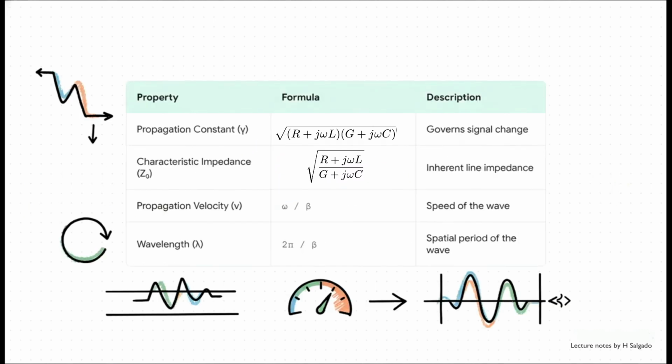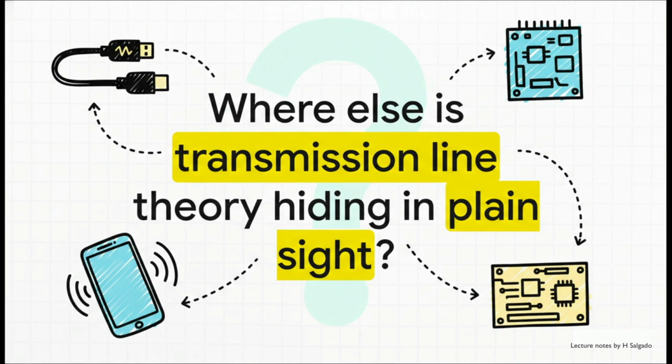So all of these ideas come together in a handful of key equations. These are really the toolkit for analyzing any transmission line. Our 4 distributed parameters, R, L, C, and G, they're the building blocks. And with them, we can calculate everything else we need to know: how the signal changes, the inherent impedance of the line, the speed of the wave, and its wavelength. This table right here, this is your cheat sheet. It summarizes all those core relationships you'll need. And that brings us to the end of our intro.